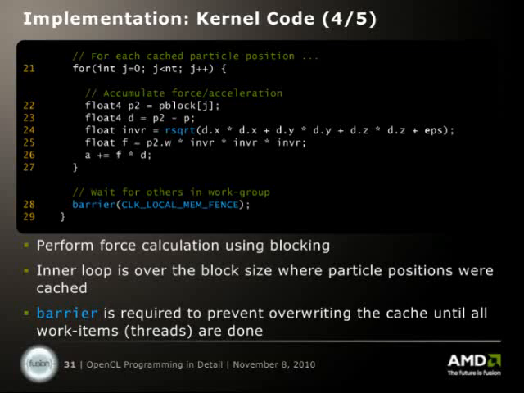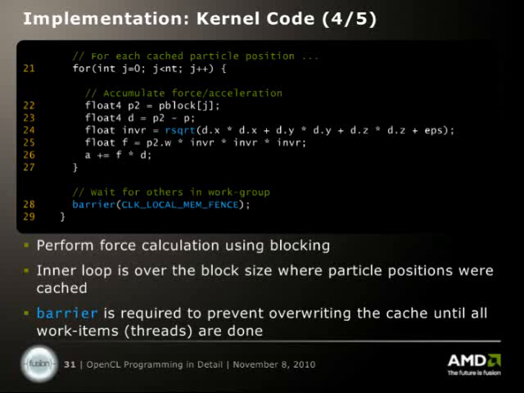In line 24, we're calculating the inverse distance. One notable difference here is that we're using an OpenCL built-in function, rsqrt, which performs the square root followed by the inverse, but does it all at once in a single operation.